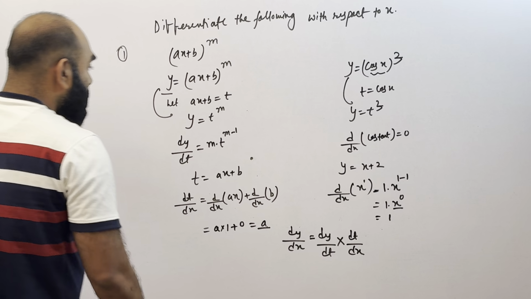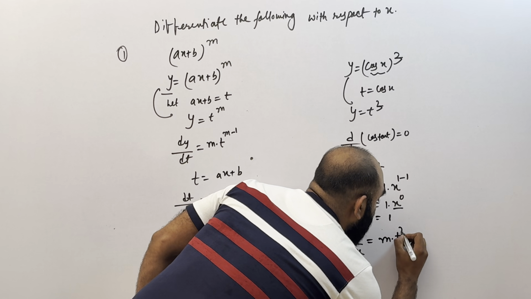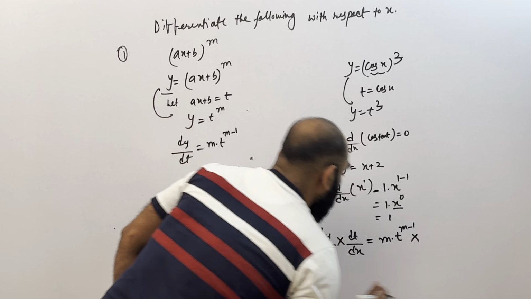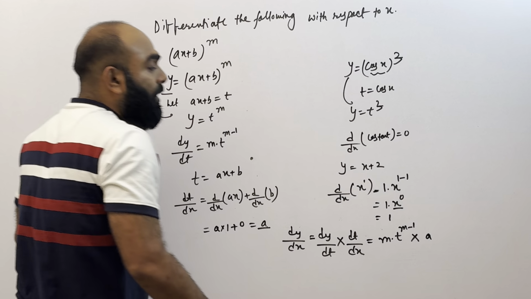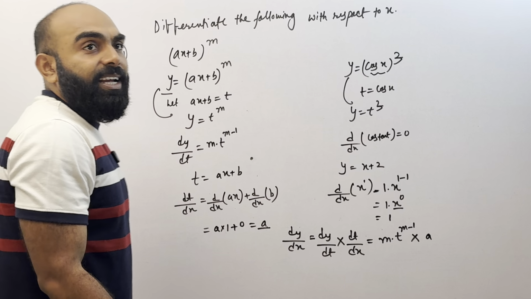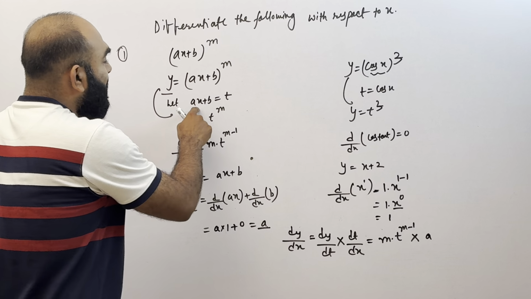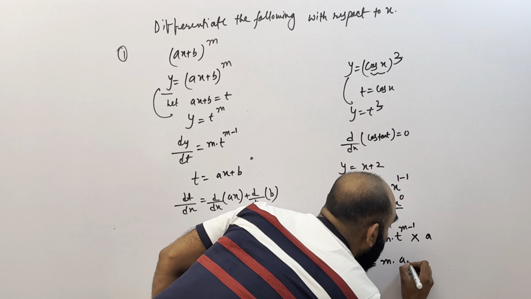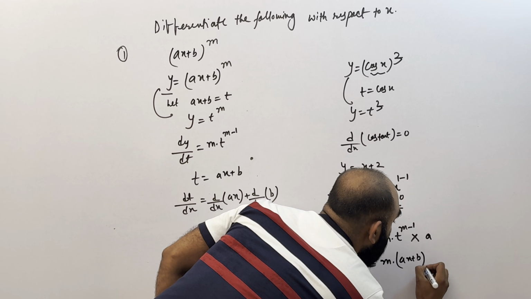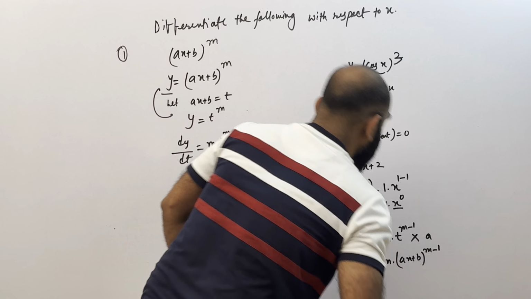So now keep the value. dy by dt is m into t to the power m minus 1, into dt by dx. dt by dx is a only. Now what do you have to do? Substitute the value of t, whatever you assume. I have assumed that ax plus b is t. So what I will do: m into ax plus b to the power m minus 1, into a. Can I write like this? And this is your answer.